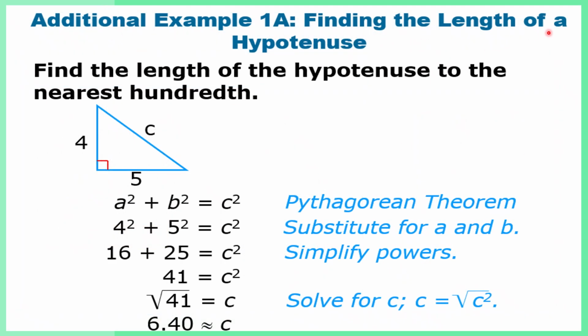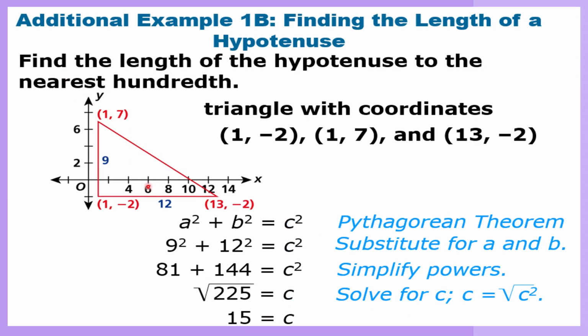Okay, example: find the length of the hypotenuse to the nearest hundredth. So we have a squared plus b squared equals c squared. So we have 4 squared plus 5 squared equals c squared. Substituting for a and b, that is 41. So c squared is 41, or c is equal to the square root of 41, or approximately 6.40. That is the hypotenuse.